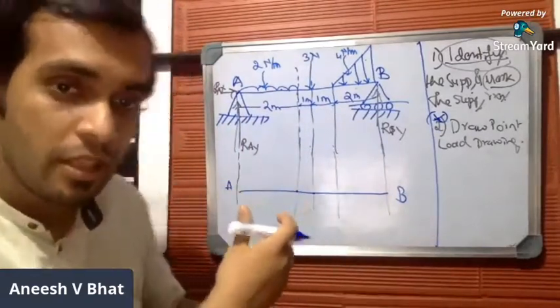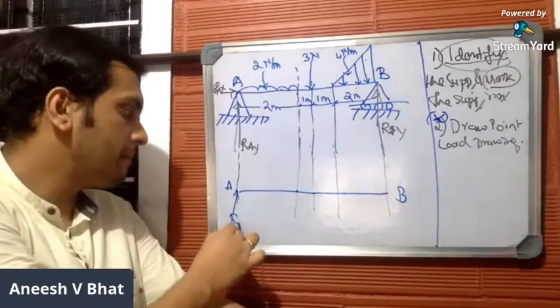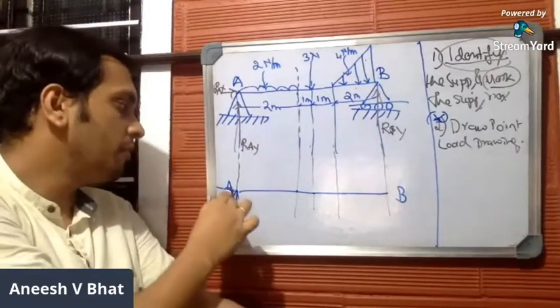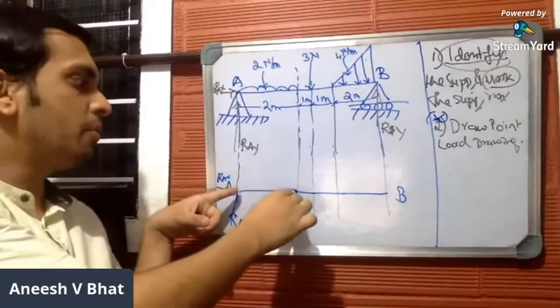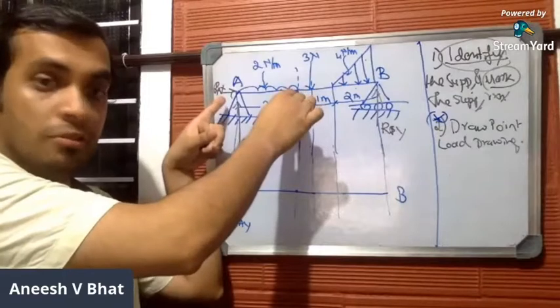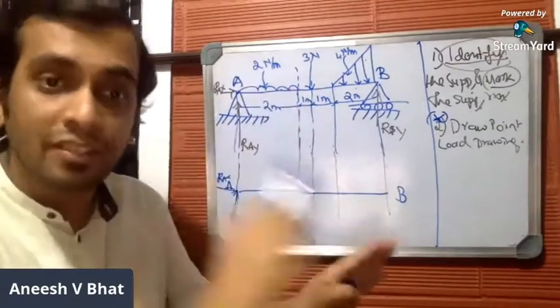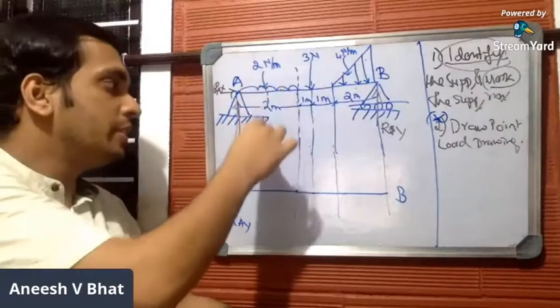Let us start from this end A. Mark all the forces. RAY. This is point load. RAX. Point load. From this point to this point, you have a UDL, uniformly distributed load. We don't want any other forms other than point load. So convert UDL into a point load. How to convert UDL into a point load?